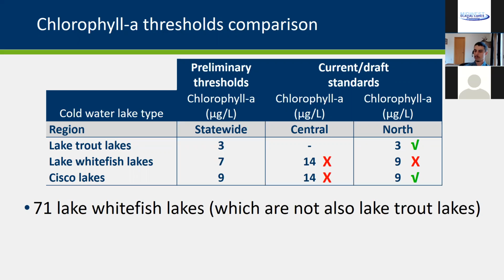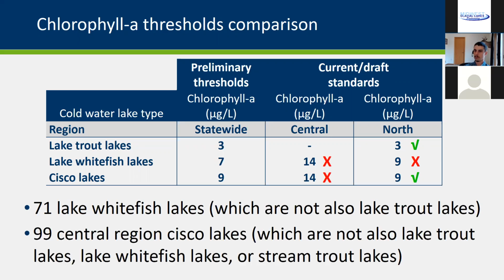this chlorophyll-a. Based on this list of lakes that Derek was talking about, there's 71 Lake Whitefish lakes that are not also Lake Trout lakes, which already have sufficiently stringent standards to protect those Lake Whitefish. So these are 71 lakes that either need to go from 9 or 14 micrograms per liter chlorophyll-a down to 7 in order to protect those fish. For Cisco, there's 99 Cisco lakes in the central region that don't have some other more stringent standard that already applies or would apply. So those would need to go from 14 down to 9 for this chlorophyll-a standard. Depending on how the final list of lakes shakes out, we've got about 170 lakes that would benefit from having more protective standards.